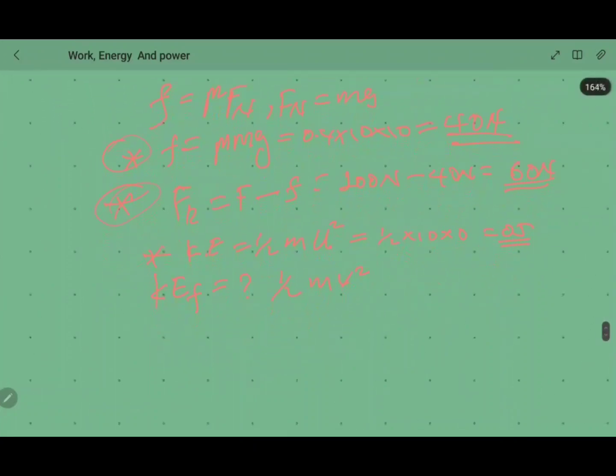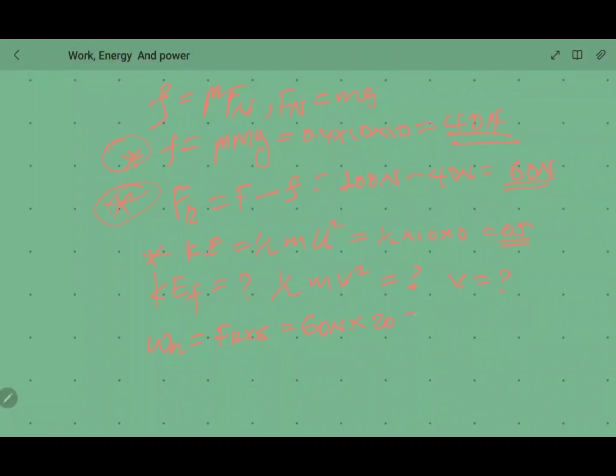But we don't have the final speed. There are two ways of getting this kinetic energy final. How do we get the speed? I can use the concept of the above discussion. The work done by the net force is equal to the force resultant times the distance. The force resultant is 60 Newton, and the distance is 20 meters.